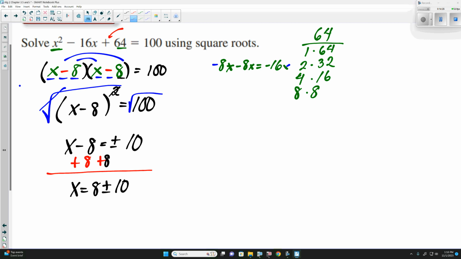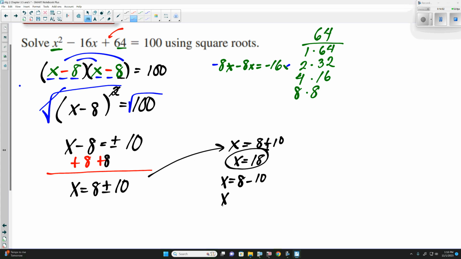Now, before we say we're completely done, can we add 8 and 10? Can we do 8 plus 10? Can we do 8 minus 10? So we have to finish this. We do have to simplify it because x is equal to 8 plus 10. What is 8 plus 10? So one of the solutions is x is equal to 18. We do also have x is equal to 8 minus 10, which is negative 2.